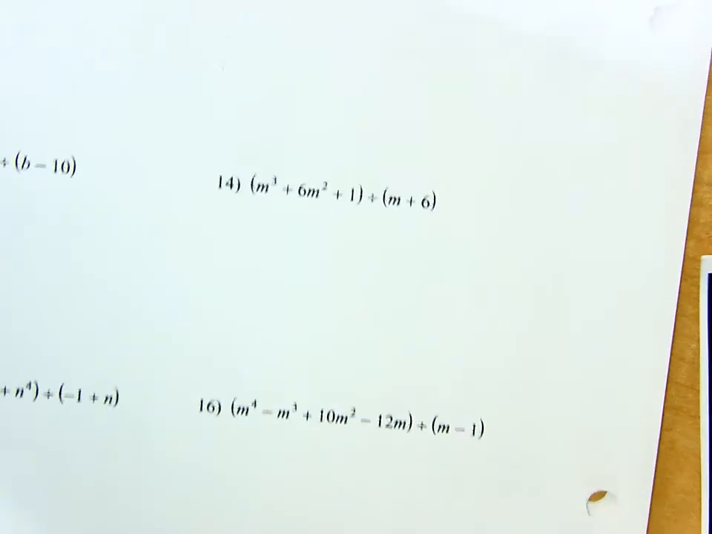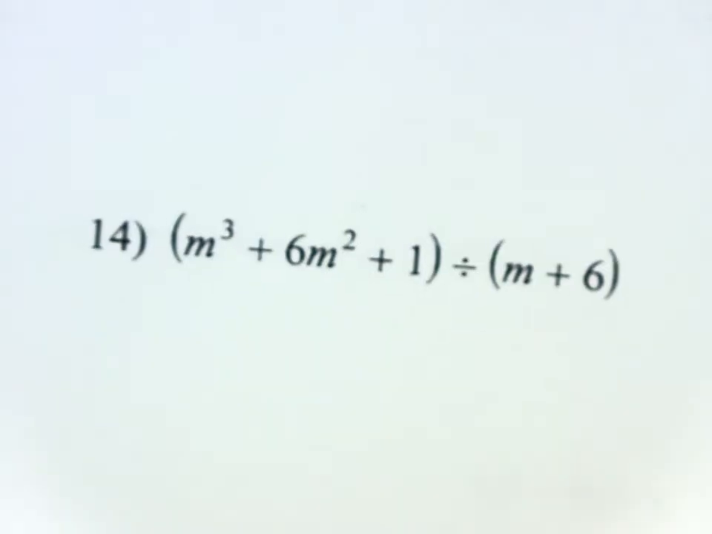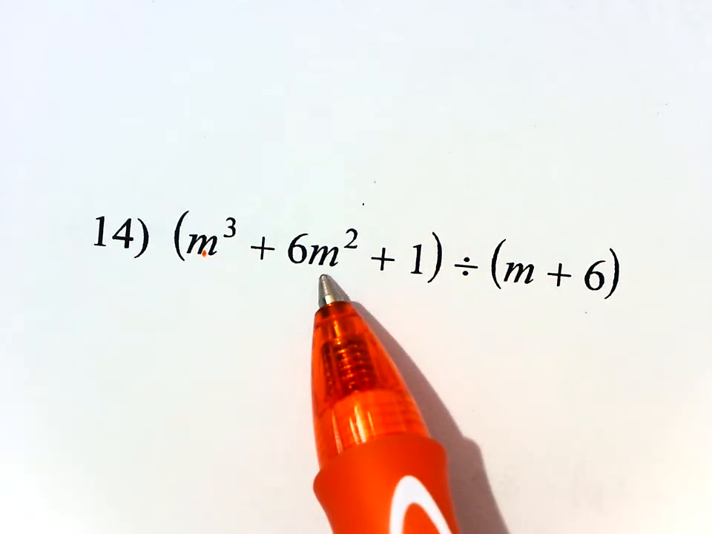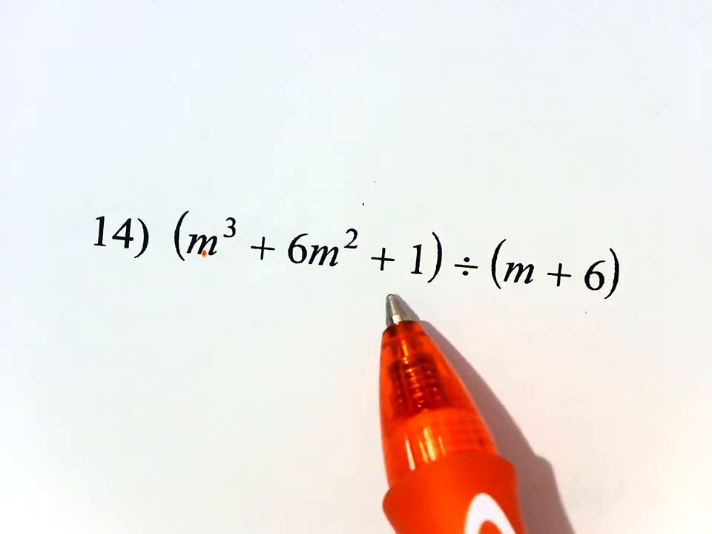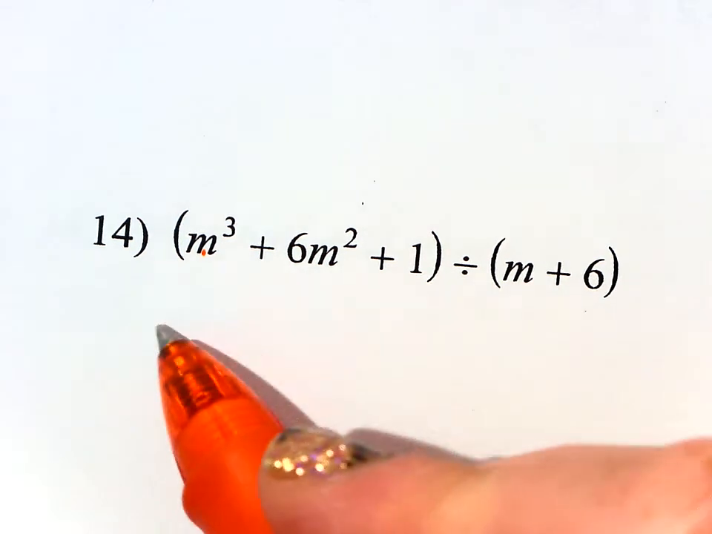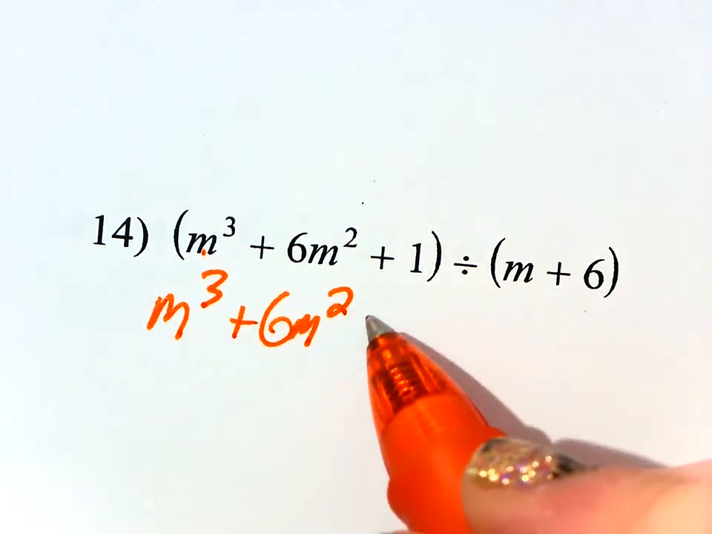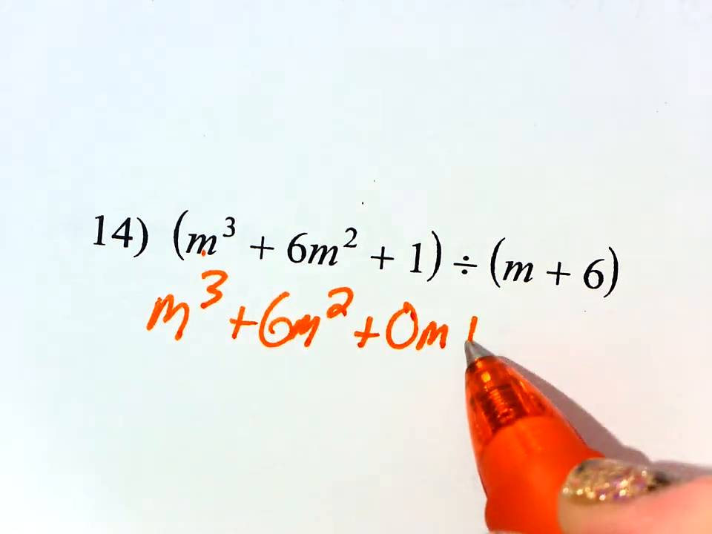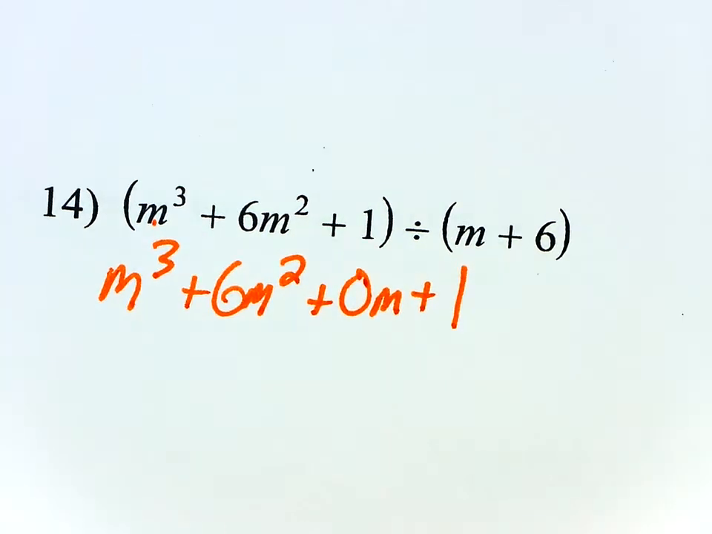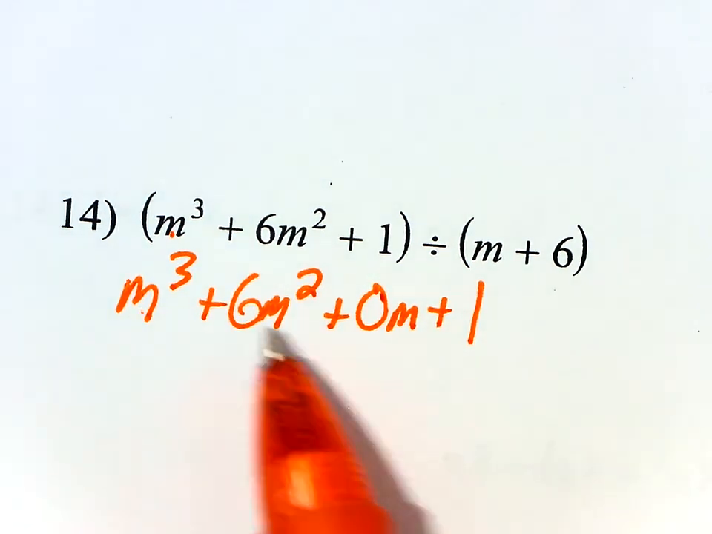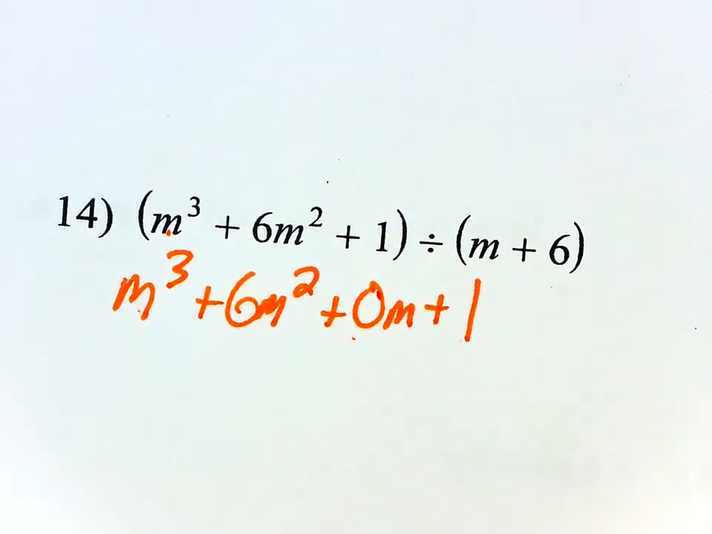If I'm looking at number 14 right here, see how I have m to the third, then I have m squared, but I don't have an m to the first? See how that's not there? I'd have to put in what we call a zero placeholder. So I'd have to rewrite this one as m to the third plus 6m squared, and then I literally write plus 0m plus 1. And you'll see why you need that in a minute. Whatever my highest exponent is, I need everybody accounted for all the way down.